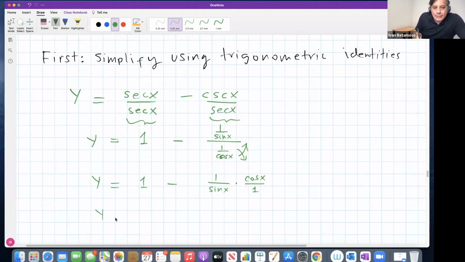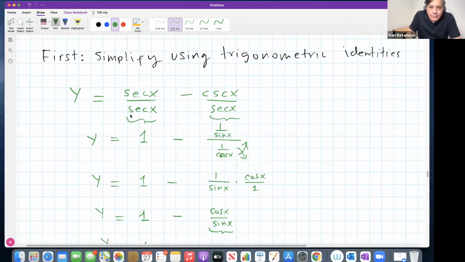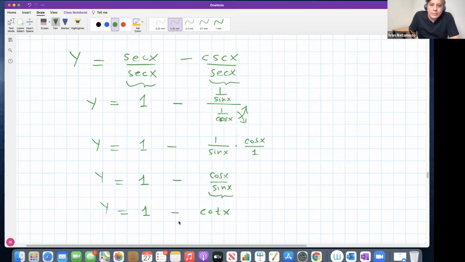Professor, all this madness, will it be useful? Yeah, you will see. Now look, cosine of x times 1, cosine of x. 1 times sine of x. But notice that then this is 1 minus cosine of x divided by sine of x, which in trigonometry using the quotient identity is just cotangent of x. Look, this complicated form, I was able to reduce it to this simpler form to take derivatives.